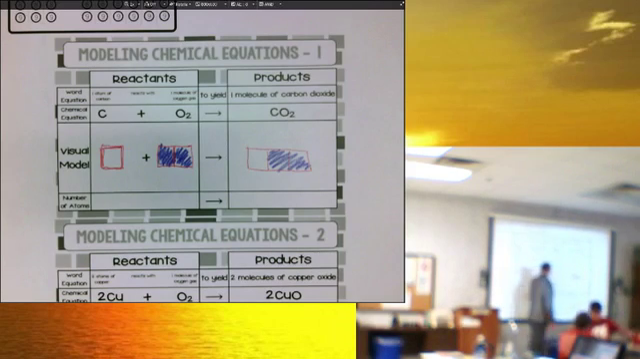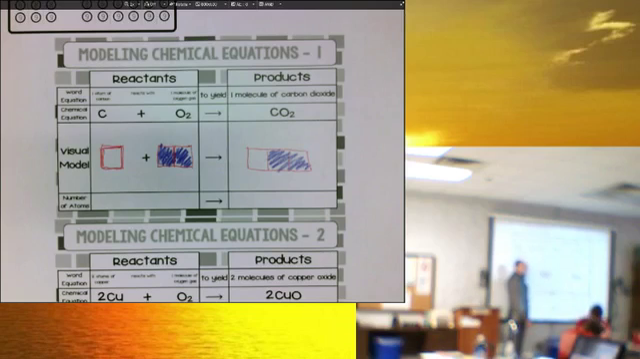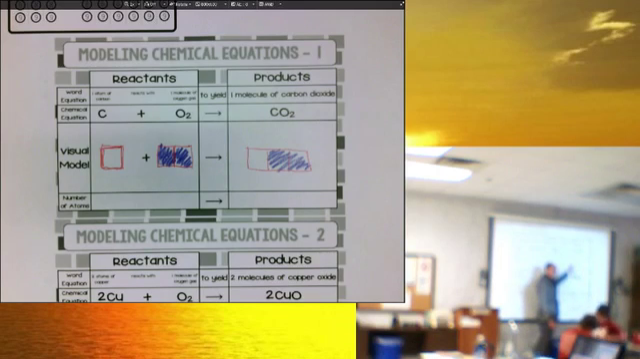Okay? Now, how many different sets of blocks did we draw here? 2. Because how many substances did we have? 2. How many substances here? 2. We need to go back and relearn this. How many substances are here? 2, because they're separated by the plus. How many substances are here? 1. Only 1 substance, because there's no plus sign. So we have 1 set of blocks here.